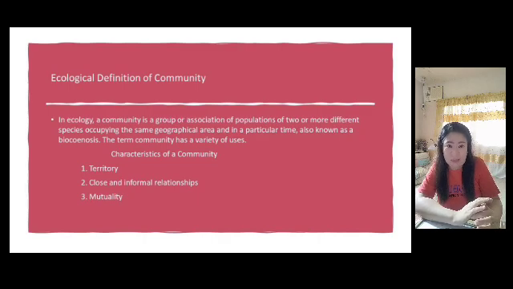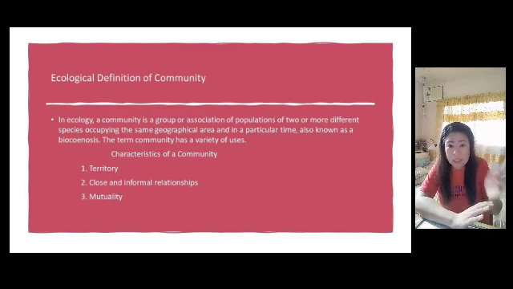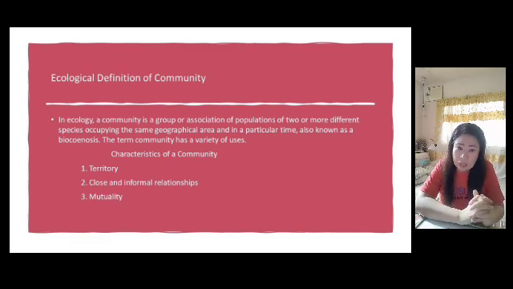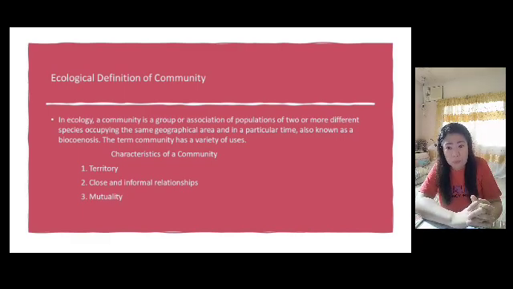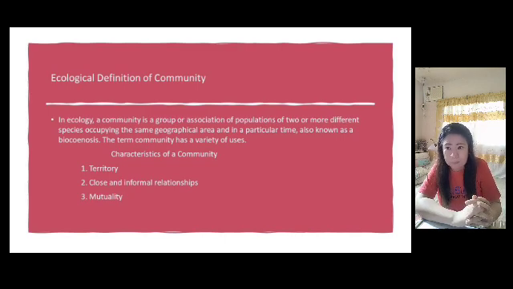Next, let's go here sa ecological definition of community. So, as we can see, hindi lang isa yung definition ng community. Community is defined in different aspects. Yung isa sa sociological, ito naman sa ecological. Okay. So, in ecology, a community is a group or association of populations of two or more different species occupying the same geographical area in a particular time. It is also known as biocoenosis.